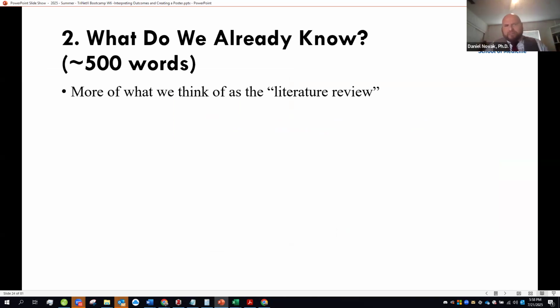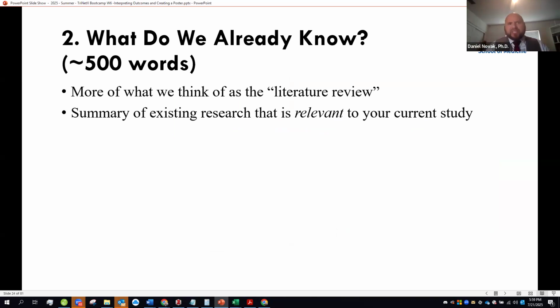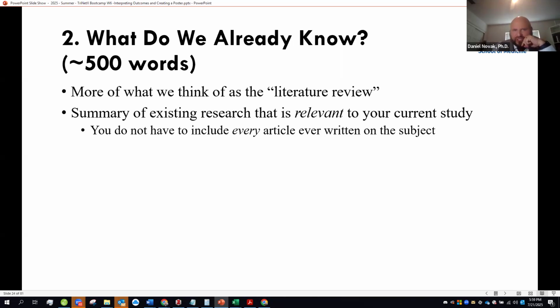Number two, what do we already know? 500 words that, as I mentioned a moment ago, is more of what we think of as the literature review. It's a summary of existing research that is relevant to your current study. You do not, and this is for all the students out there, need to go back to the definition of diabetes to establish that, unless that's something that can't be assumed for some reason in the population you're writing for. You do not have to go back to the origins of society to explain some of these factors, right? You need to include what's relevant for your study.